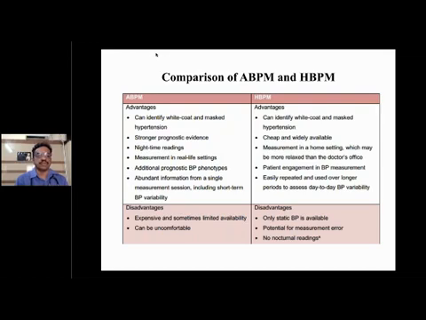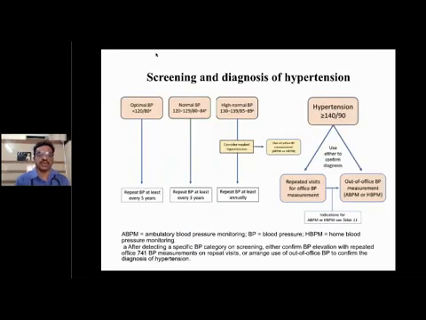One is the optimal BP, that is less than 120/80, and in that patient you don't have to do anything. Repeat the BP every 5 years. Then there is a normal BP, 120/129, 80/84. Repeat BP at least every 3 years, and then high normal BP 130/139.